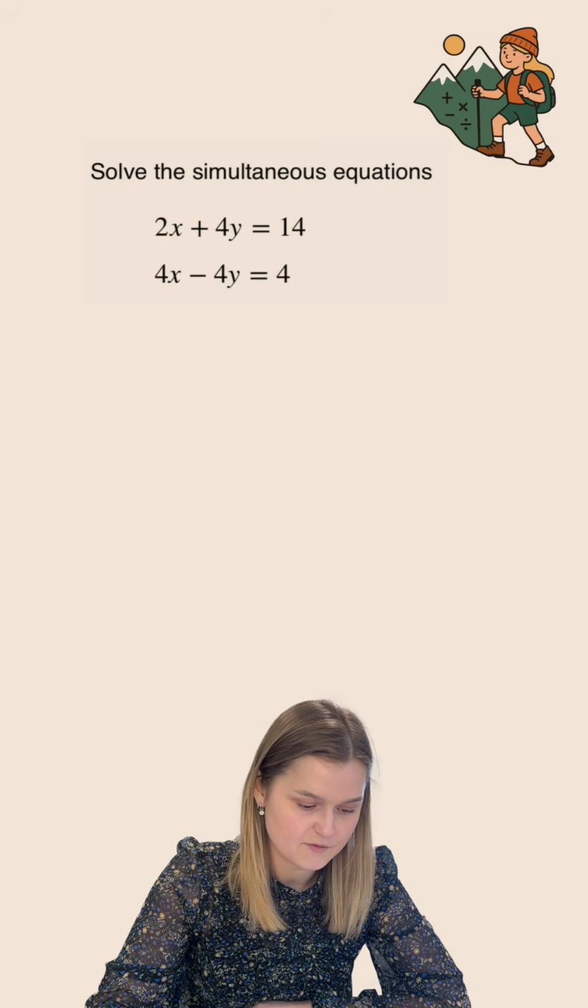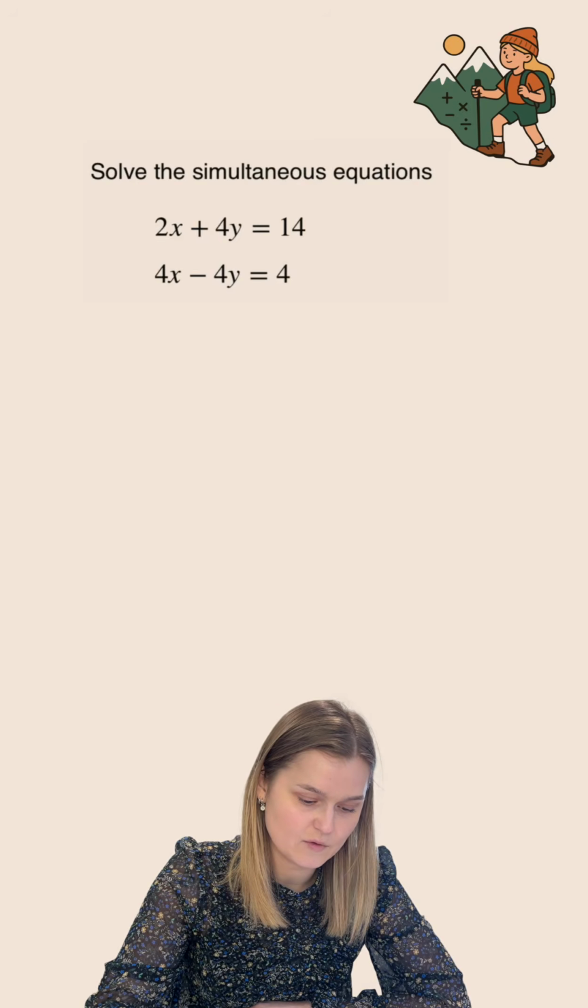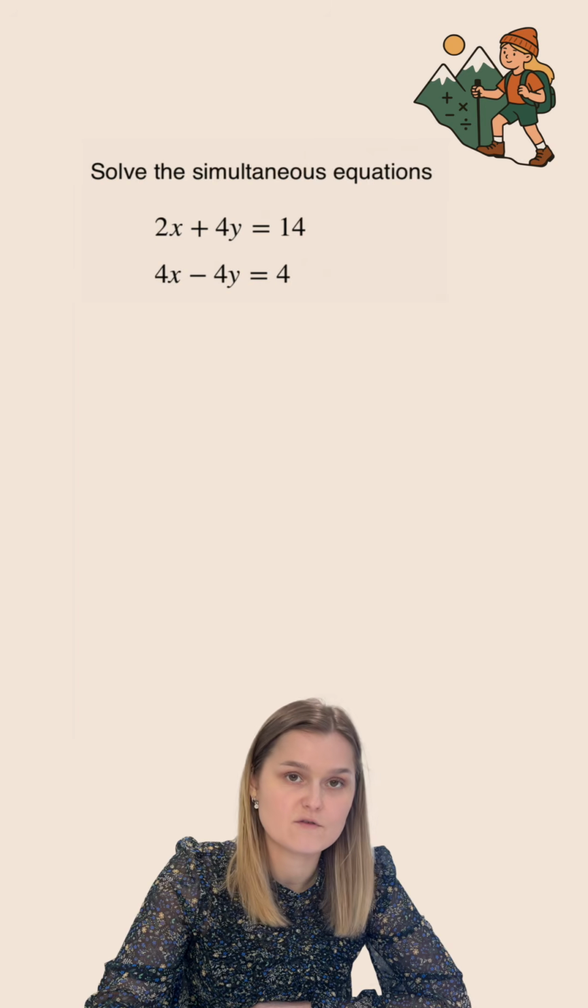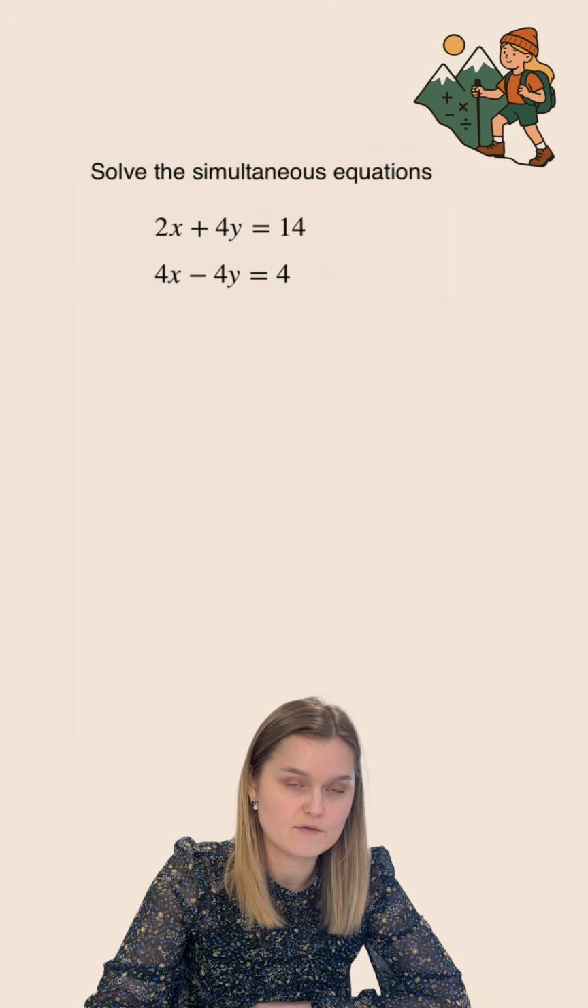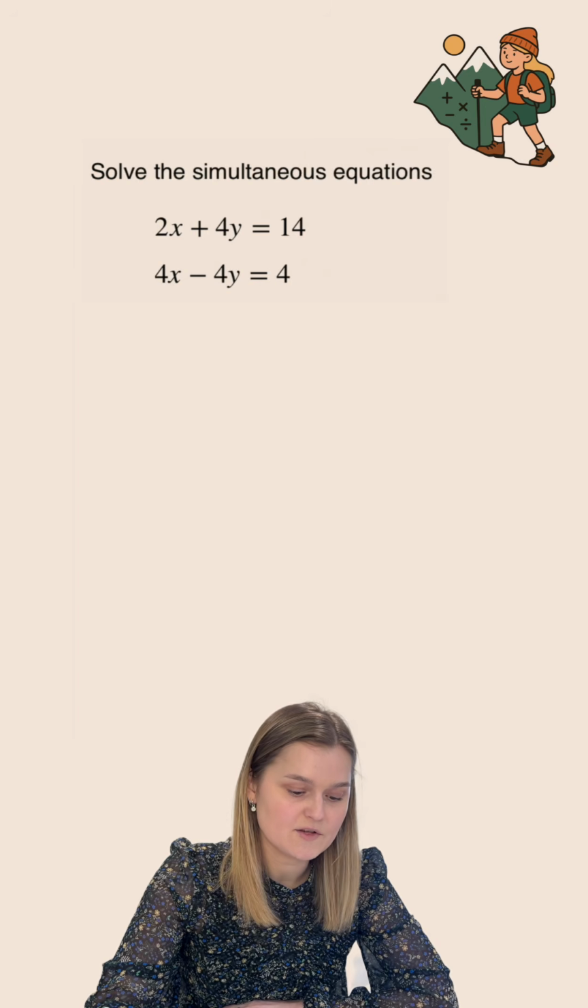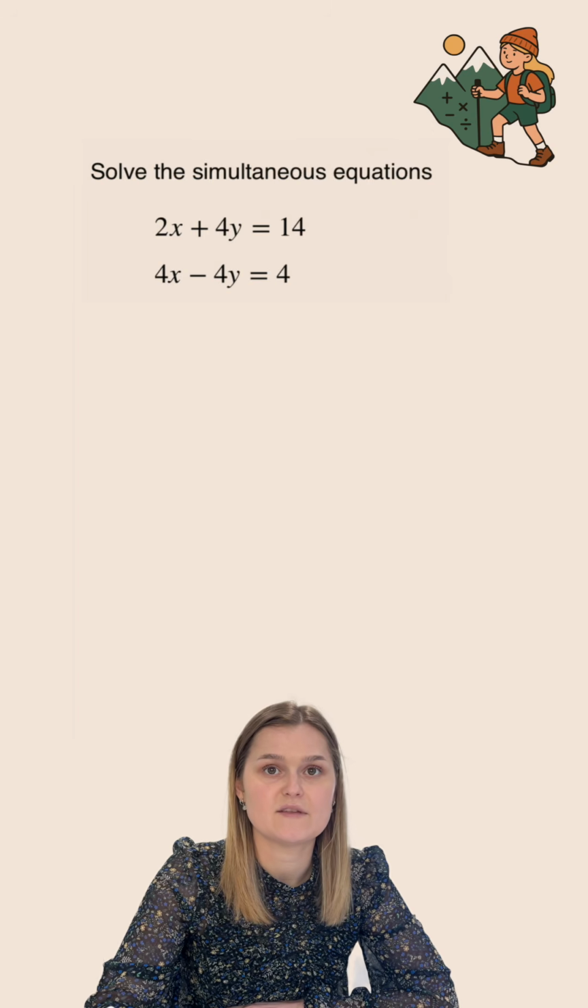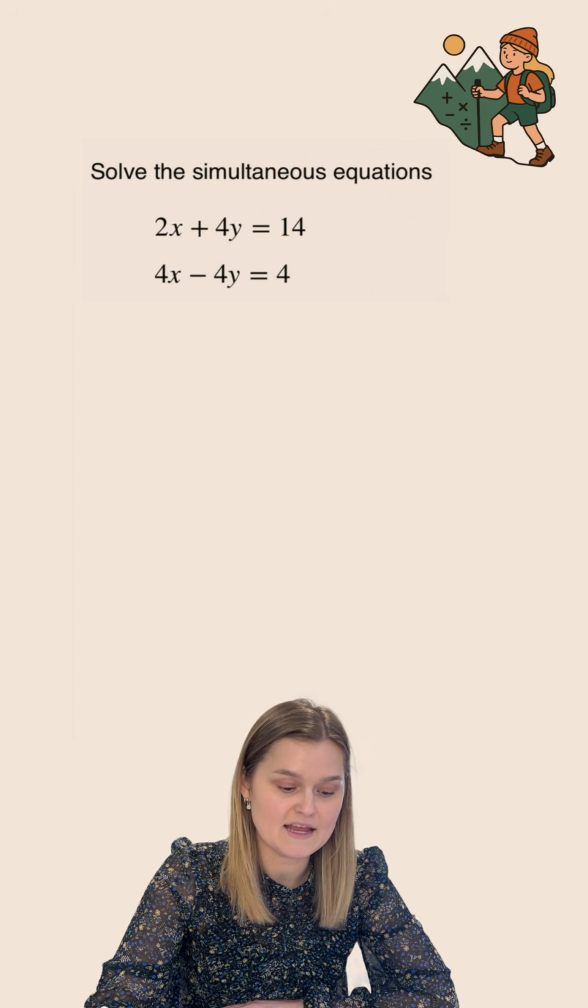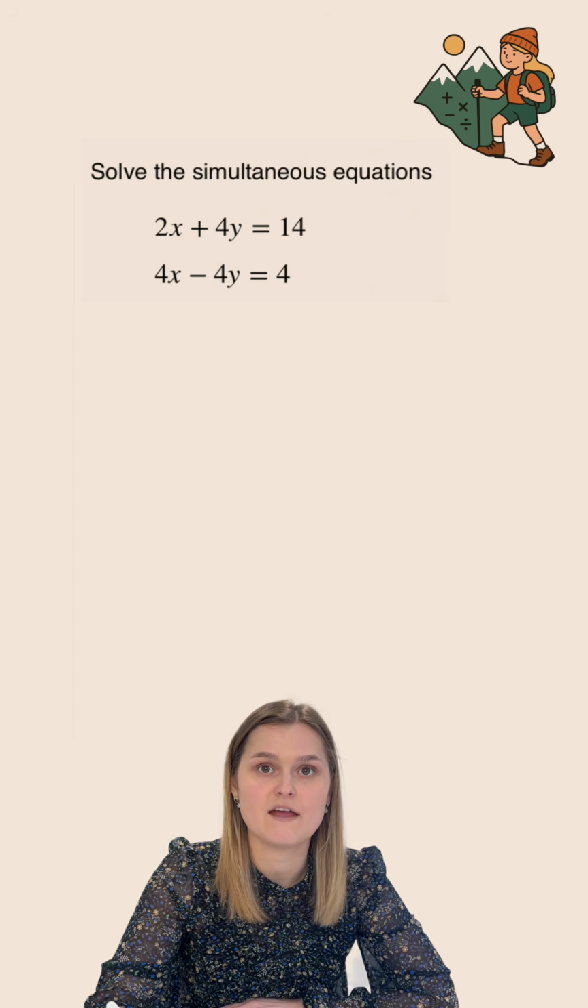Solve the simultaneous equations 2x + 4y = 14 and 4x - 4y = 4. Now when we solve simultaneous equations where both of them are linear, the easiest way to do this is using the elimination method.